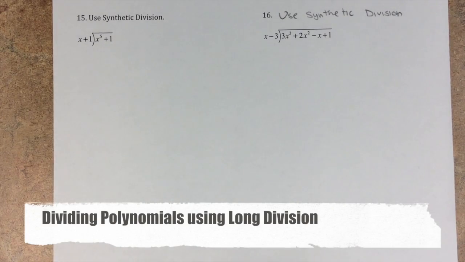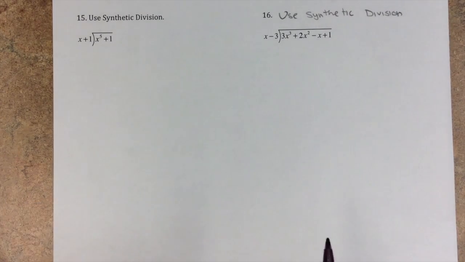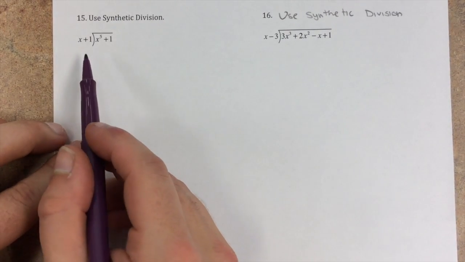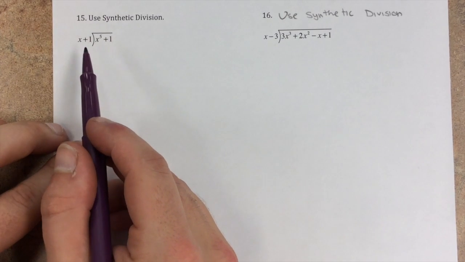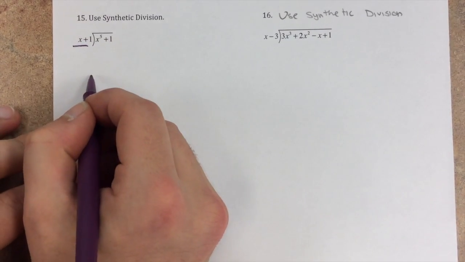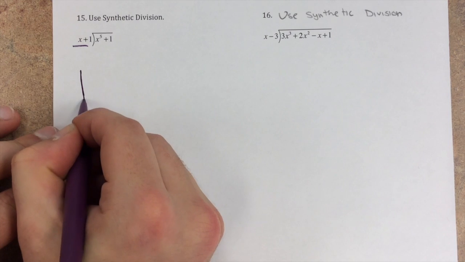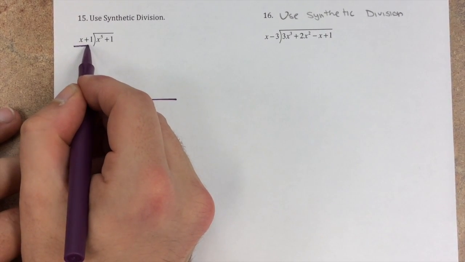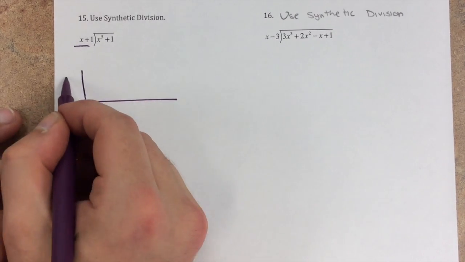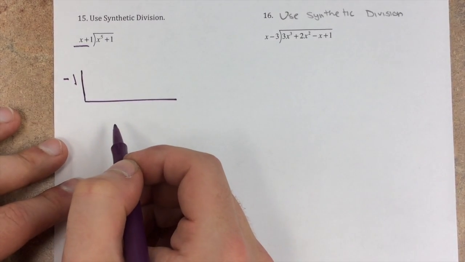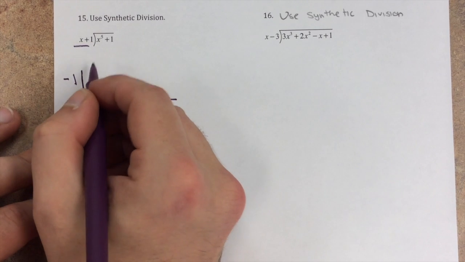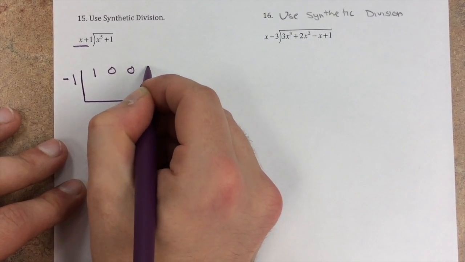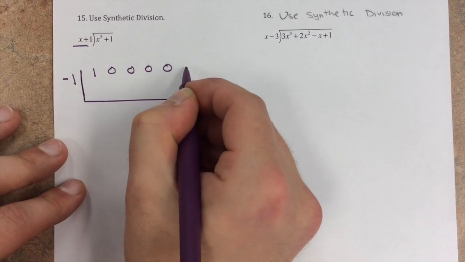The last part that we're going to talk about is synthetic division. This only works if we have a polynomial divided by a binomial with degree 1. We have that, so what do we do? We draw our little line, our little upside down box. We take the opposite value here. What makes this 0? Negative 1. Now we write out our coefficients. We have 1x to the fifth. We have 0x to the fourth, 0x cubed, 0x squared, 0x, and 1.